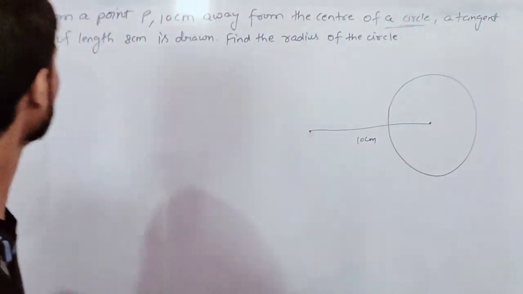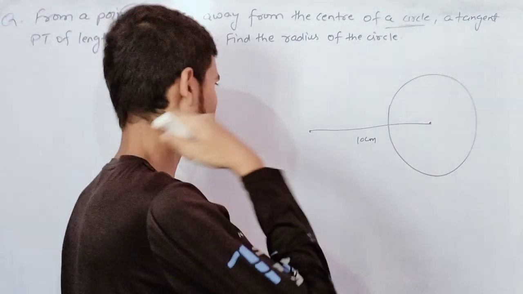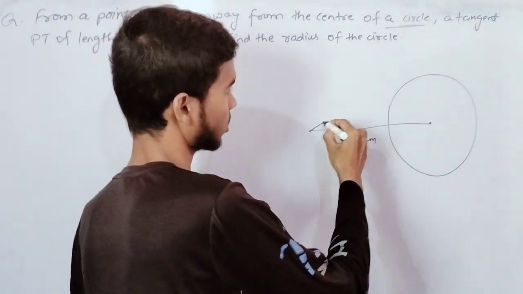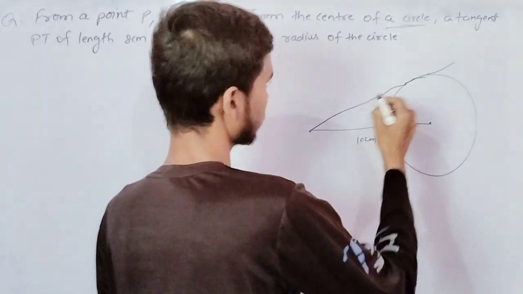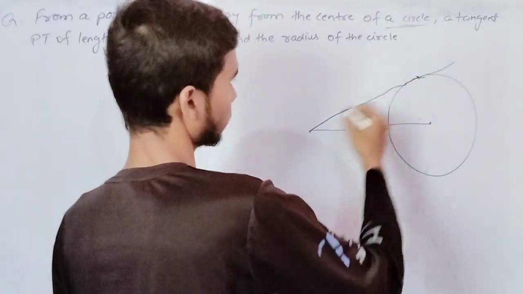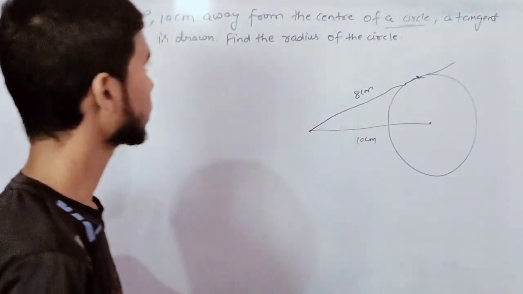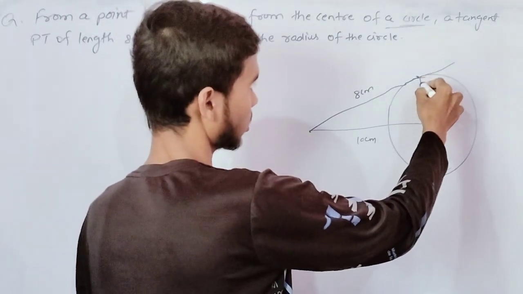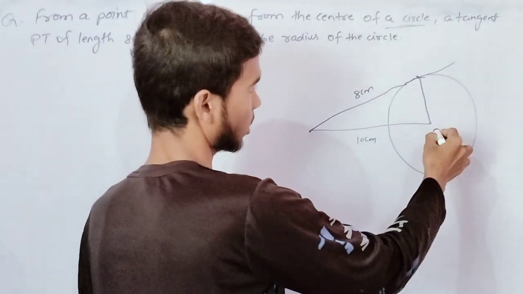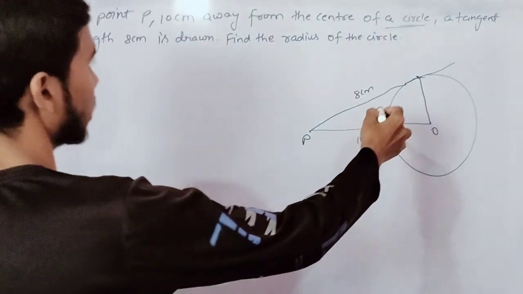Now, a tangent PT of length 8 centimeter is drawn. Suppose we draw the tangent. This is the tangent, so from here till here, the measure is how much? 8 centimeter. Find the radius of the circle. So this radius you have to tell. Let's say the name of this is O, this is P, and this is T.